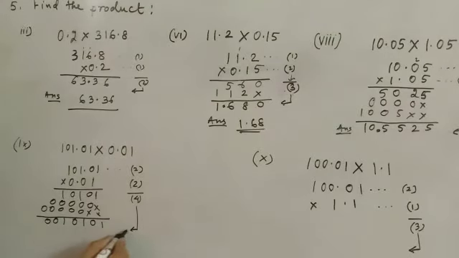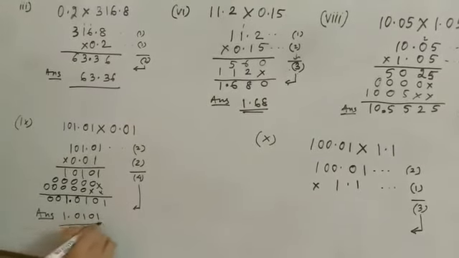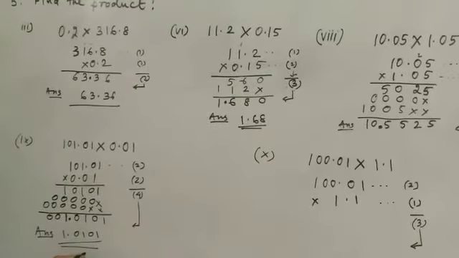Now after 4 places of decimal, so what will you do? 1, 2, 3, 4, the point will come here, 4 places from the right. So the result, the 0 on the left side has no value, you know. So the answer is 1.0101. Okay, come to the next sum.